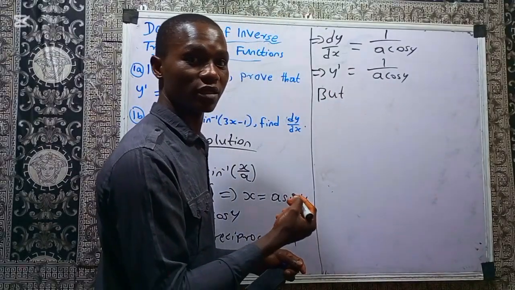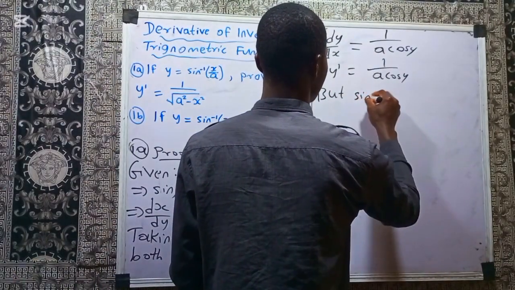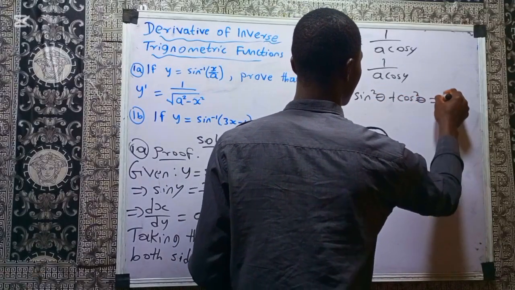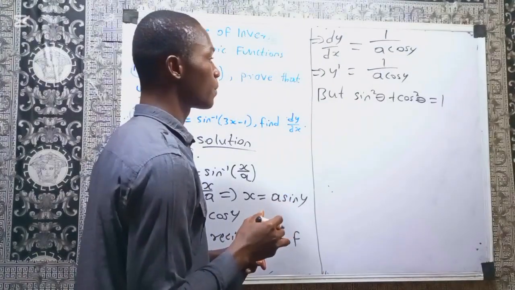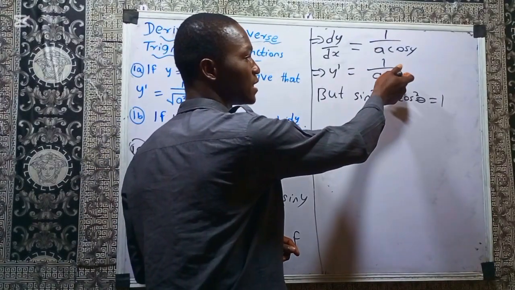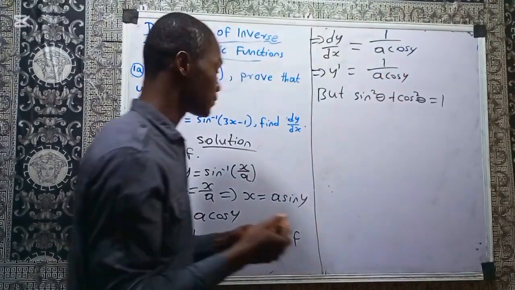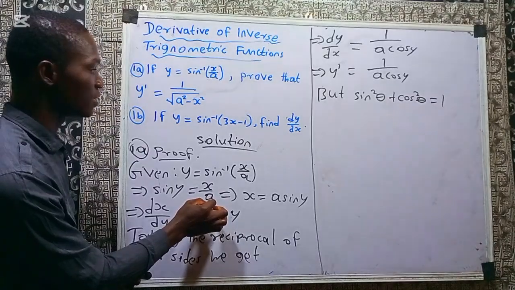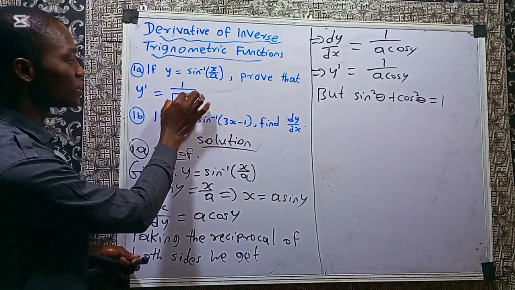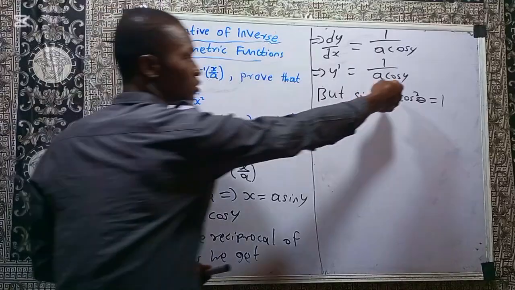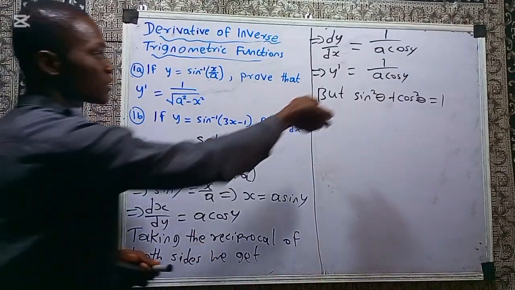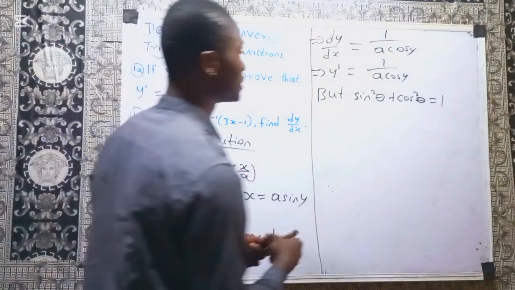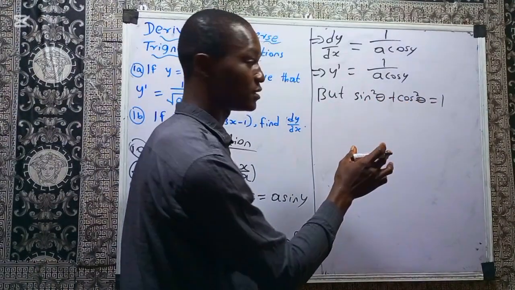But from trigonometry, we know that sine squared theta plus cosine squared theta equals 1, right? That's what we know. Then we want to write cosine y in terms of sine y, because we know that sine y is x over a. And our proof has to do with a and x, so not in terms of cosine. So we want to write cosine in terms of sine, so that we can replace sine with x over a. Do you get that? So let's use this trigonometric identity.